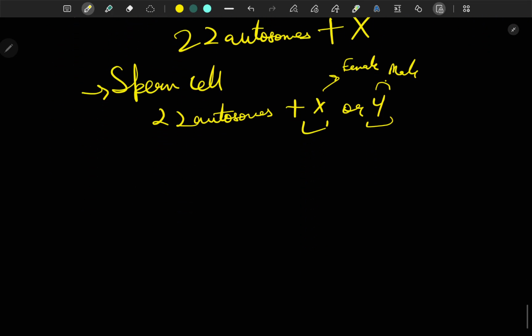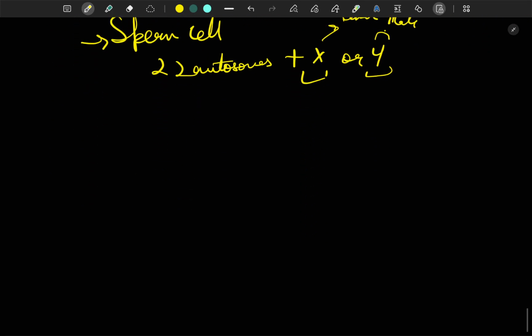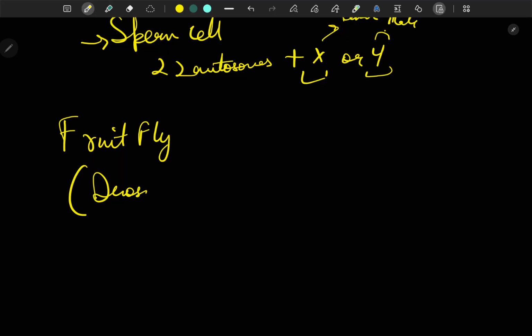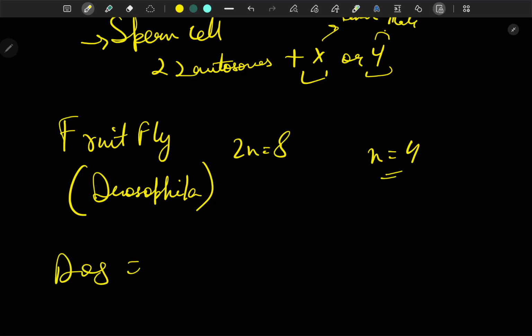Now, in different animals, for example the fruit fly, Drosophila, let me write the correct spelling. In diploid, 2n is equal to 8, and in haploid, n is equal to 4. In dogs, diploid 2n is equal to 78, haploid is 39.